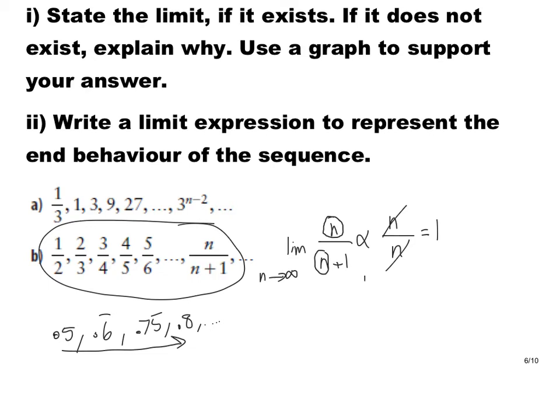We can also plot this one. Term 1 is 0.5. Term 2 is 0.6666, which is somewhere around here. Term 3 is a little bit higher, 0.75. Term 4 is 0.8, which is somewhere around here. You can see that the graph is going to look something like this one, which represents a limit approaching 1.